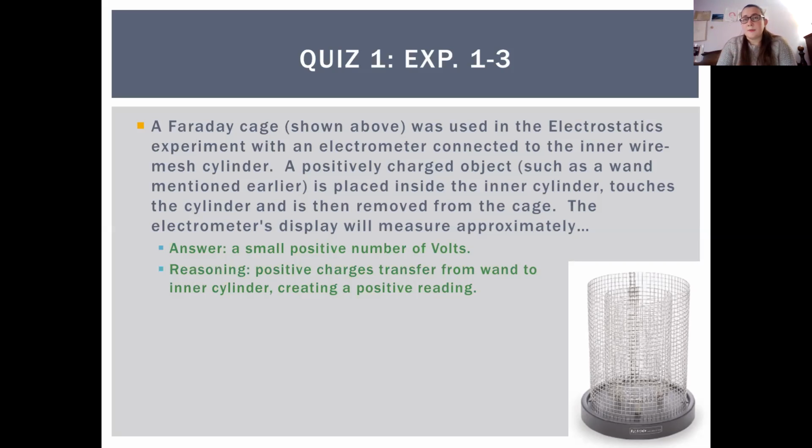Any questions about this question? I think the most common answer that I saw for this one was 0, which would not be the case since we're specifically touching the cylinder.